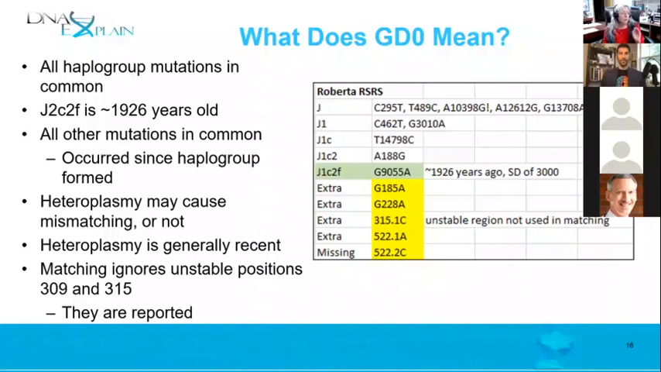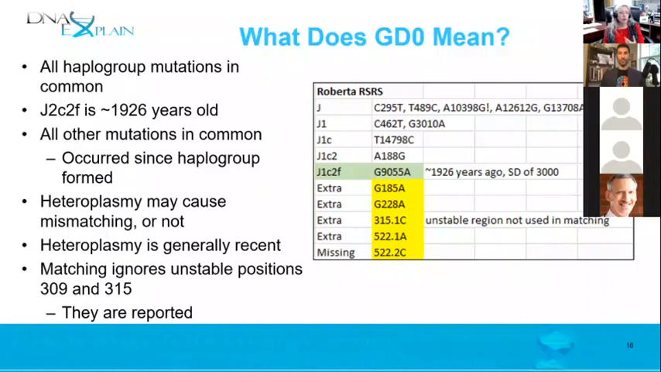So we have things called heteroplasmies, and the heteroplasmy, as you know from Paul's talk, is where you have two different values, like a G and an A or a C and a T in the same location. And if you have a heteroplasmy, they're generally recent, but not always, and they may cause mismatching, or not, but not always, depending on how you match or don't match them.